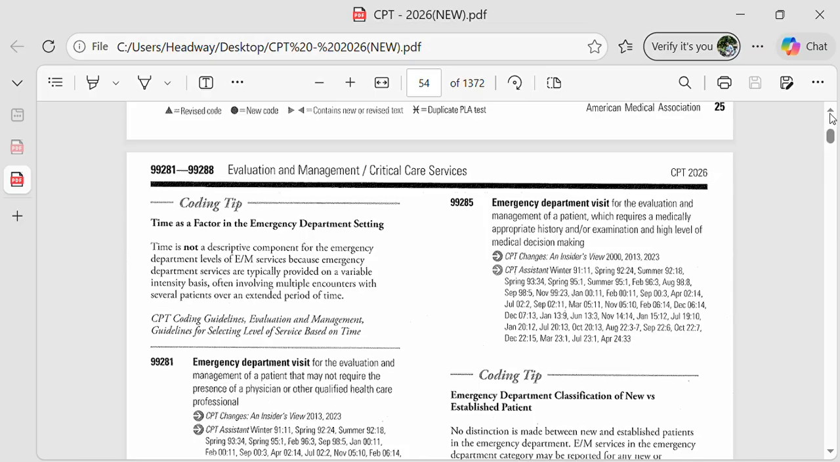So you need to know only 3 things. First one, you need to know what the elements are and how to meet the elements with the level. That is the first thing. This is about the emergency department coding.